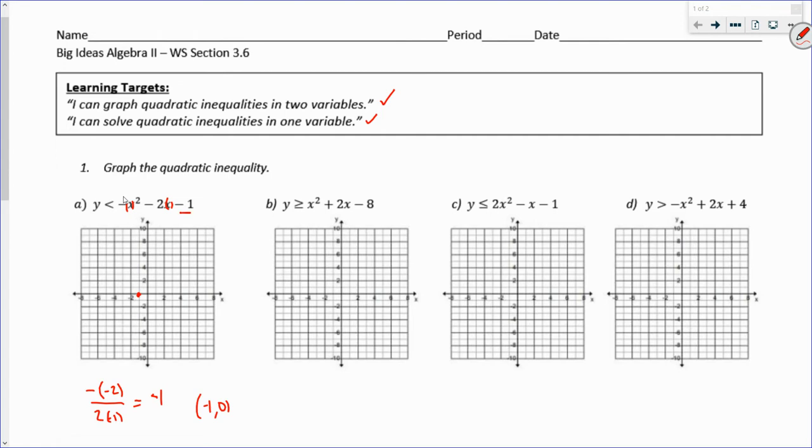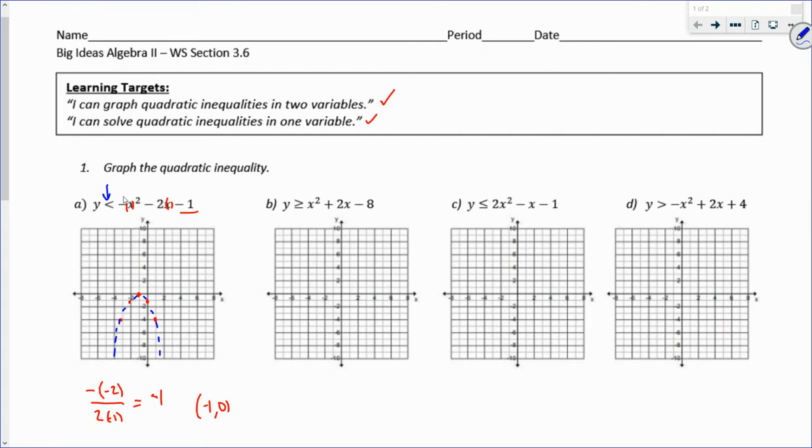The other thing I know is there's a y-intercept of negative 1. Mirror it. And I also know there will be another point if I plug in 1, comma, negative 4. You can plug it in on your calculator to verify. Now, from there, I'm going to look at this sign right here and know that it needs to be dashed. That means not equal to, so it's not part of our solution set.